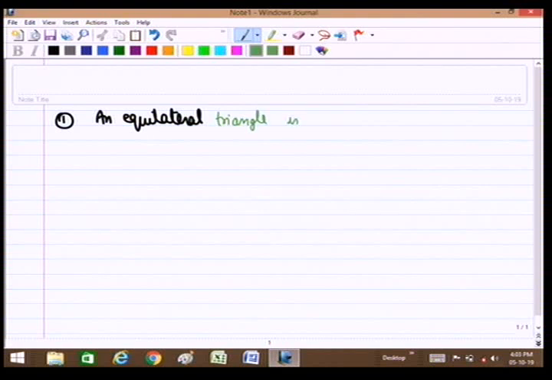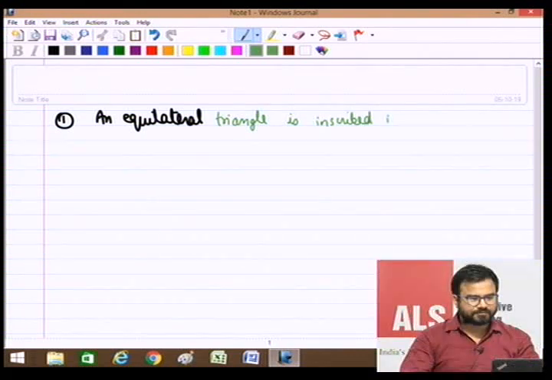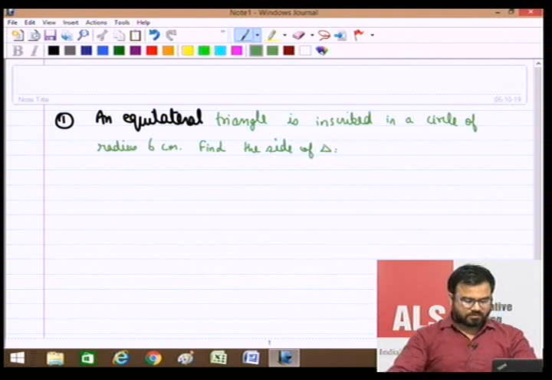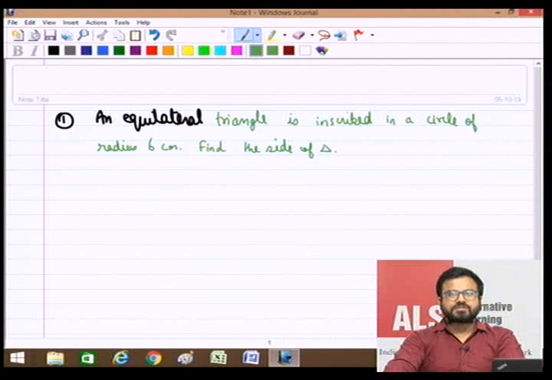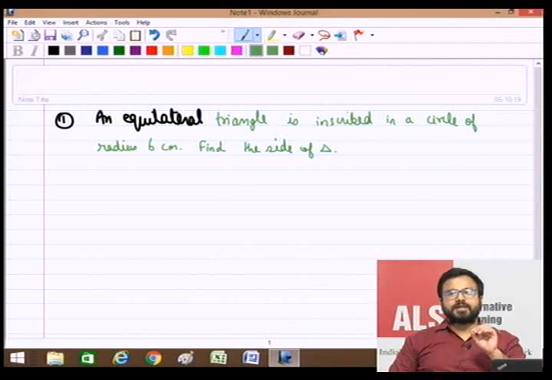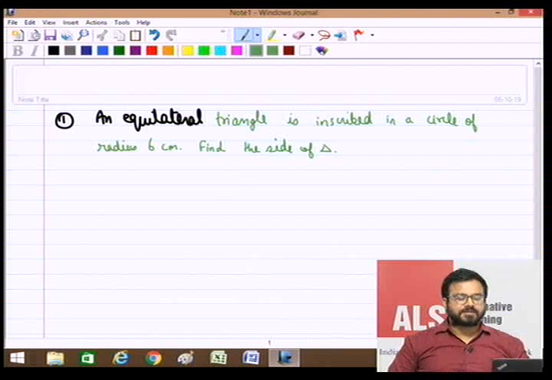An equilateral triangle is inscribed in a circle of radius 6 centimeter. Find the side of the triangle. First question from the trigonometry. Equilateral triangle is inscribed in a circle of radius 6 centimeter. Inscribed means the triangle is inside the circle.